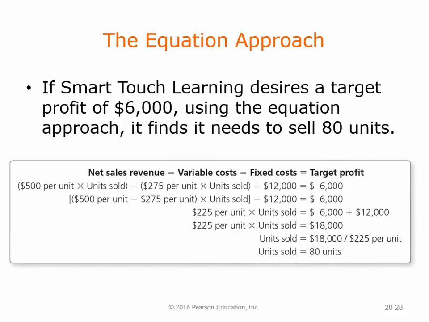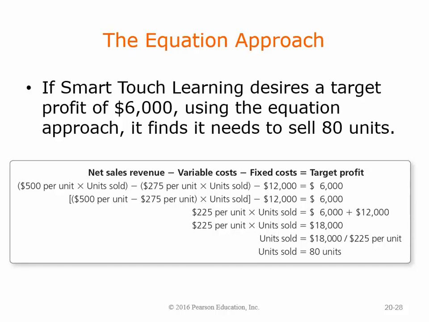We have one more leap to make here. Our net sales revenue is the same as our sales price per unit times the number of units sold, which makes sense, right? My price per unit times the number I sell is my total revenue. My variable costs are my cost per unit times the units sold. My fixed costs are some fixed amount. So if I'm shooting for a target profit of $6,000 and I want to know how many units I have to sell, I can pretty much just use this equation and leave units sold as the unknown variable.